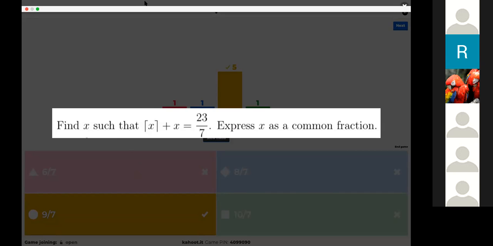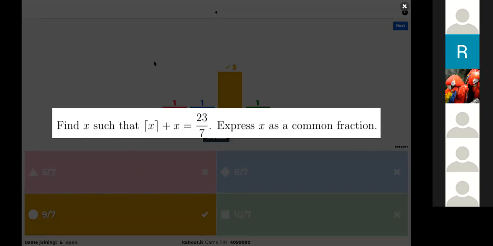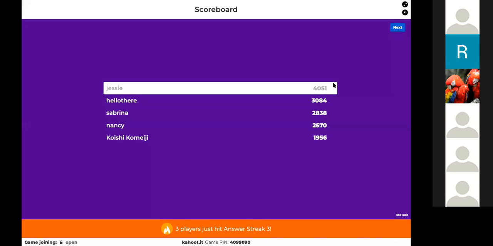Pretty good. For this one, you could have just looked at the answer choices, but another way is to just try different values for the ceiling of x. Like, you could try 3, but that doesn't work. You could try 2, and then it turns out that works and gives x is 9/7. So, yeah. Hello there takes the lead.